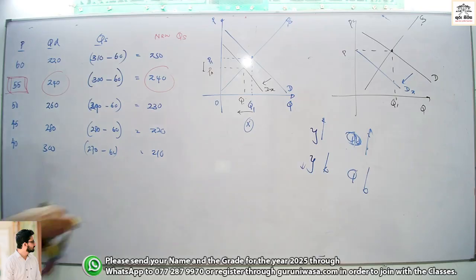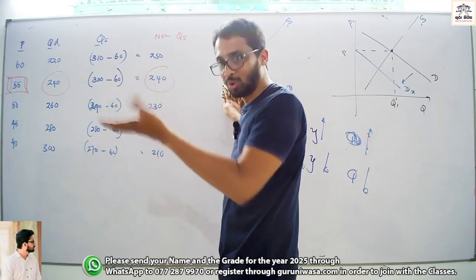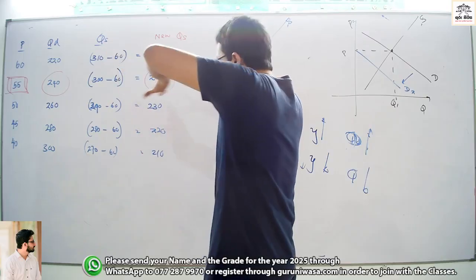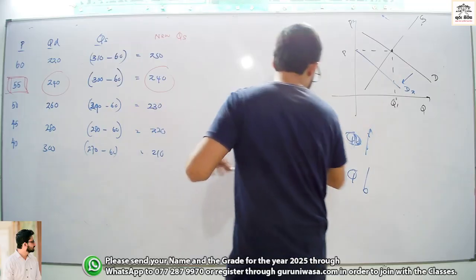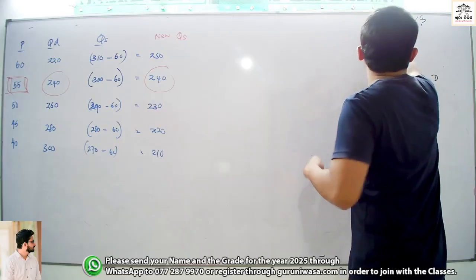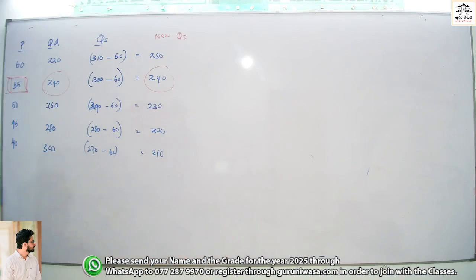Can you draw this diagram? I mean, no need to draw the full diagram, but if you show these changes in a sketch demand and supply diagram, how would it be? How to show this?